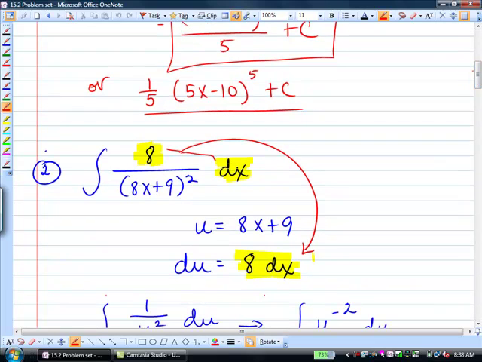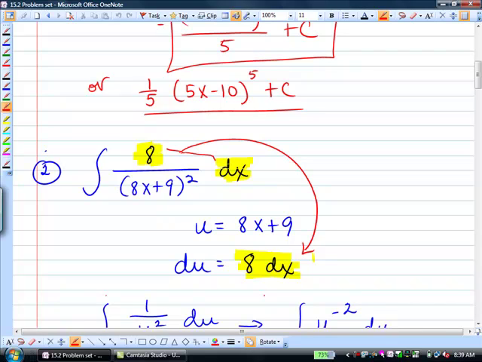Okay, let's look at number 2. Number 2 has the integral of 8 over 8x plus 9 squared. Okay, remember we talked about something in the denominator, also something raised to a power. So it makes sense that this here is going to be our u. If u is 8x plus 9, the derivative of that is 8 dx. We've got 8 dx, we've got 8 dx. Those two are taken care of.